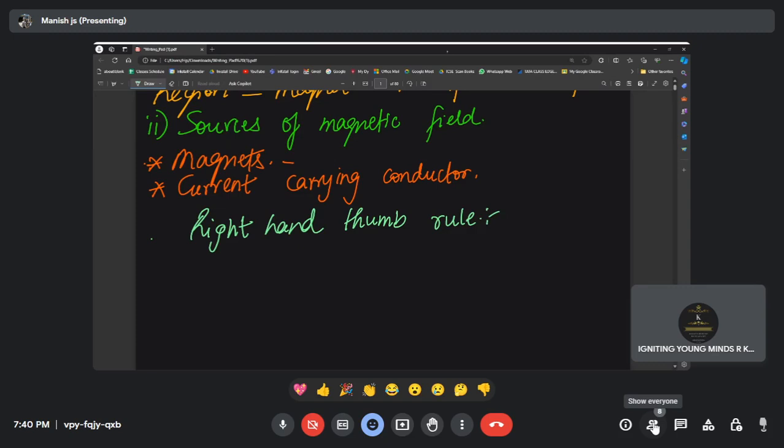So what does it say? It tells you that if you hold a current carrying conductor using your right hand, then the thumb will indicate the direction of current, and the remaining four fingers, which coil around the conductor, will indicate the magnetic field. That is what the right hand thumb rule suggests. I'll just show you the representation.